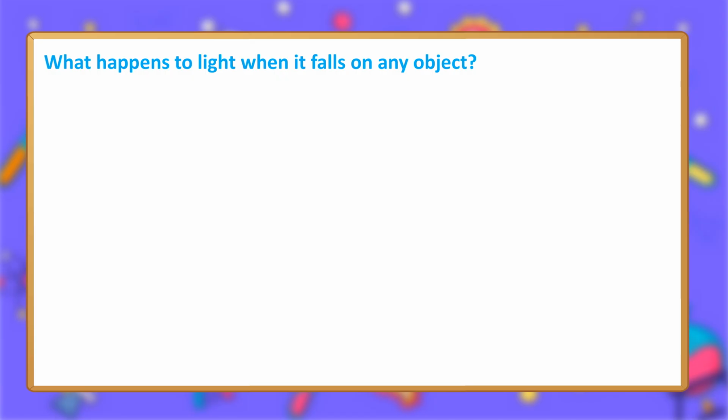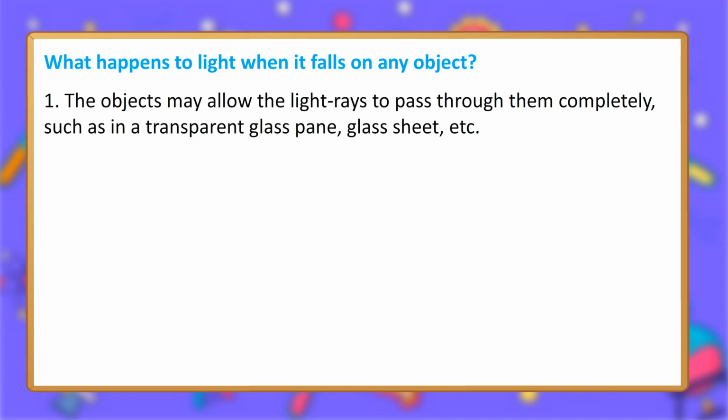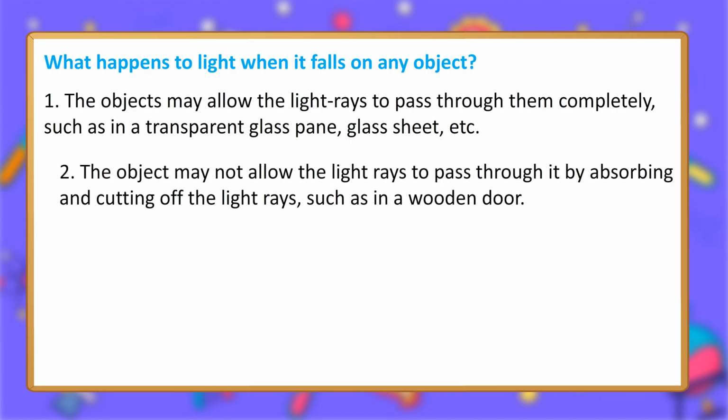What happens to light when it falls on any object? 1. The objects may allow the light rays to pass through them completely, such as in a transparent glass pane, glass sheet, etc.